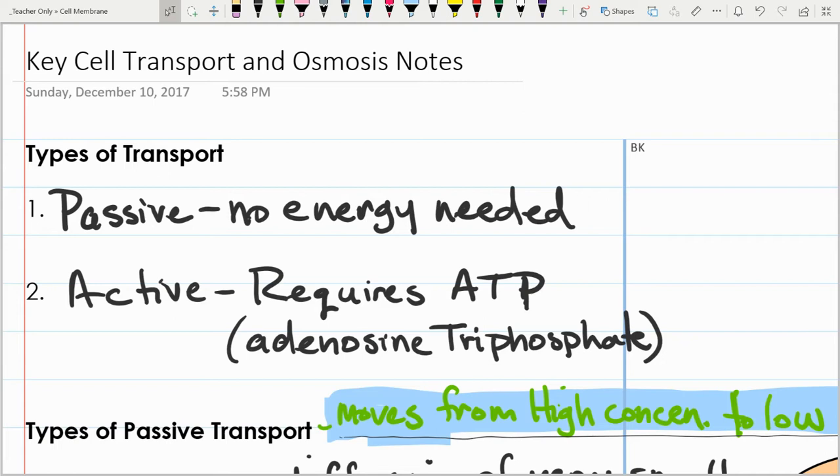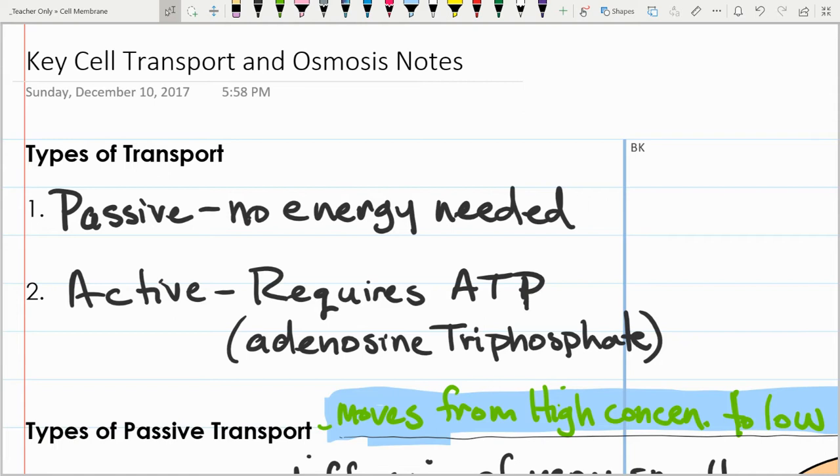I'll share some of those with you, but you can also go to YouTube and find a whole bunch, and I would recommend doing that and looking at the video so you actually see the motion of how these substances get across, so you can compare one type of transport to another. So let's get going here.